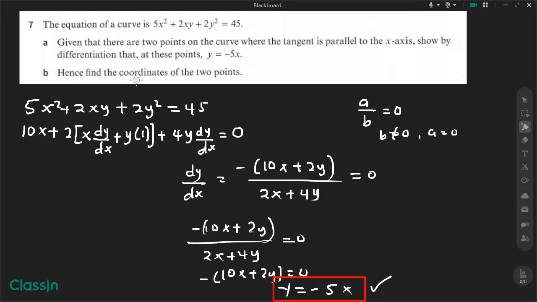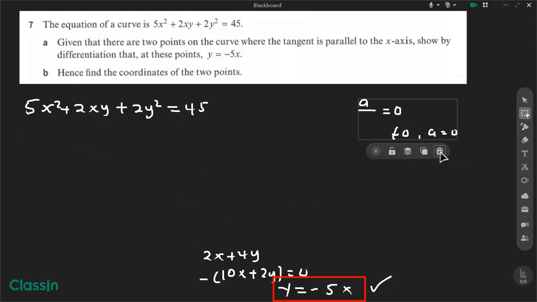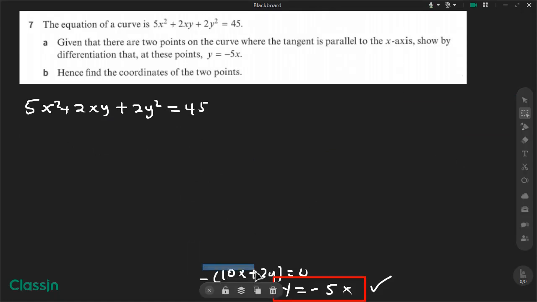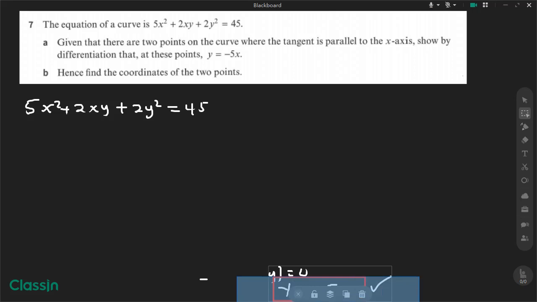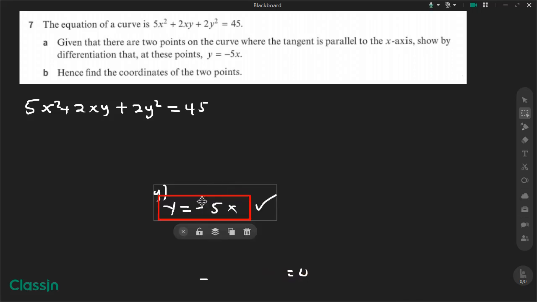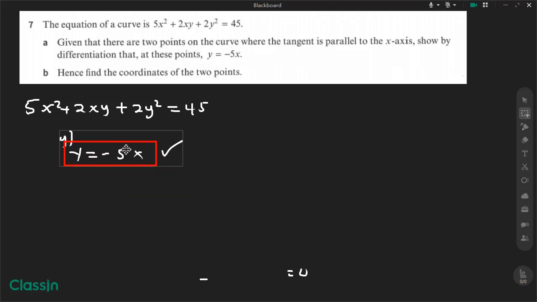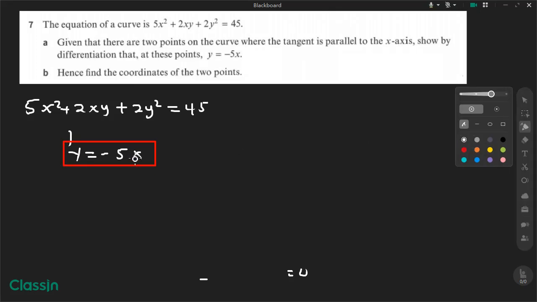Let's look at the second part. Hence, find the coordinates of these 2 points. Remember, at the point where the tangent is parallel to the x-axis, y is negative 5x. And this is the equation of the curve. So we can solve the equation of the curve and the equation y equals negative 5x to find these 2 points. So we are solving these 2 equations as equation 1 and equation 2. Of course, we can solve by the substitution method, by substituting y equals negative 5x into equation 1.